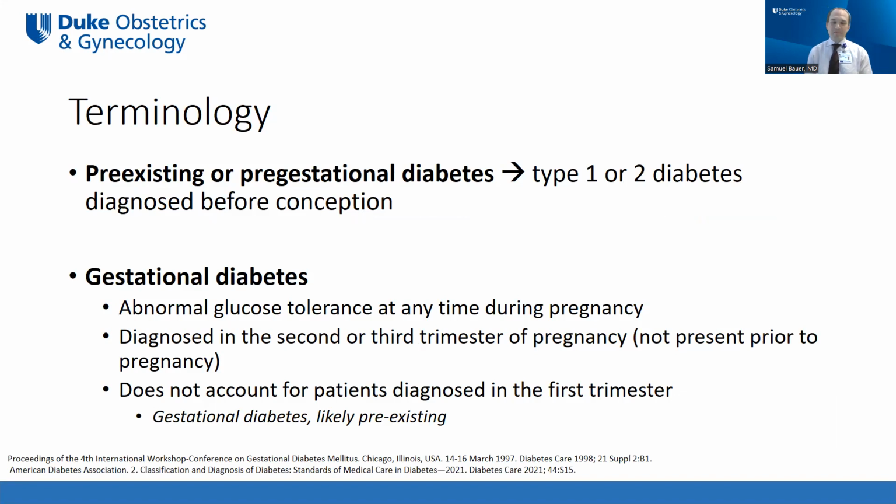There are sometimes gray areas, but essentially pre-existing diabetes is type 1 or type 2 diabetes diagnosed before conception, or they have developed gestational diabetes. This is from abnormal glucose tolerance screening, really anytime in the pregnancy, typically between 24 and 28 weeks. But if a patient has had early screening, she essentially has gestational diabetes, but it may likely be pre-existing diabetes.